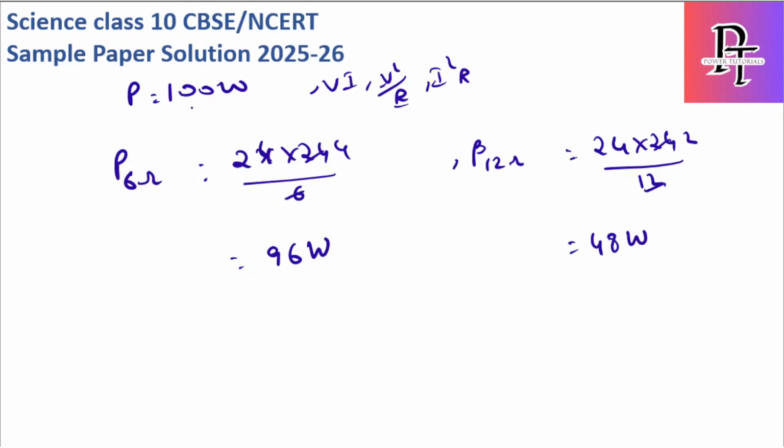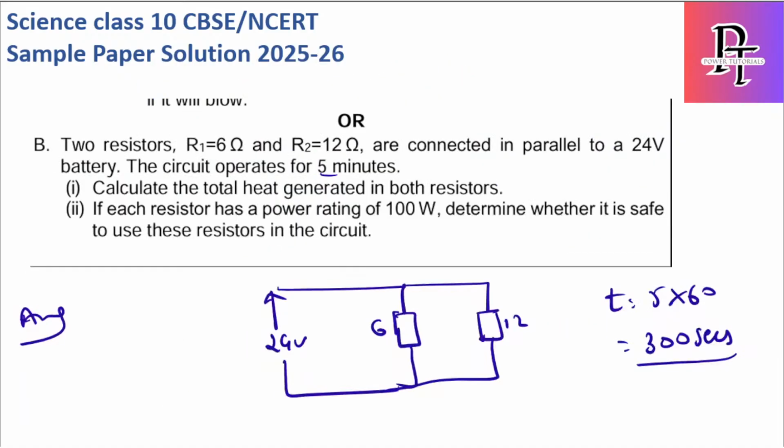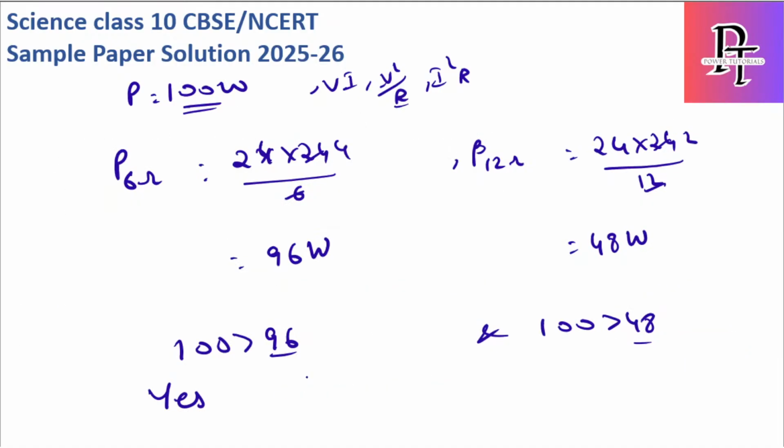The power rating they gave is 100. So it is possible, because 100 is greater than 96, and 100 is greater than 48 watts. So the power rating of 100 watt is sufficient to handle these power values of 96 and 48. So yes, it is safe to use these resistors in the circuit.